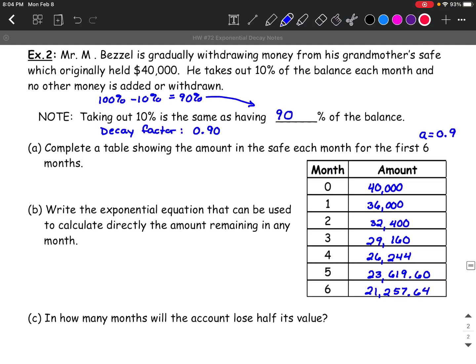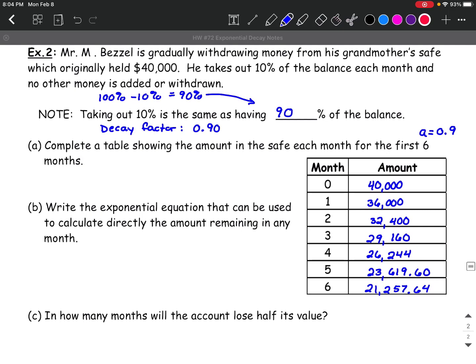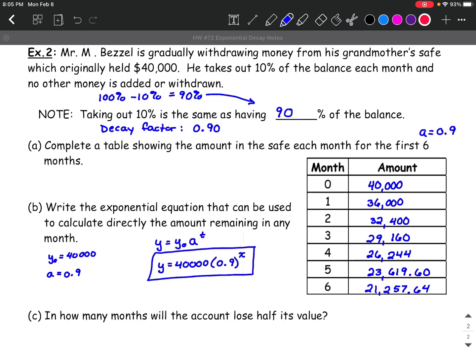Okay, let's write the exponential equation that can be used to calculate directly the amount remaining in any month. So the initial amount that was in the safe was $40,000. And we said that the decay factor was 0.9. So an exponential equation, y equals y naught a to the t, becomes y equals 40,000 times 0.9 raised to the t or the x. You know what? I'm going to use x this time, just to be different.